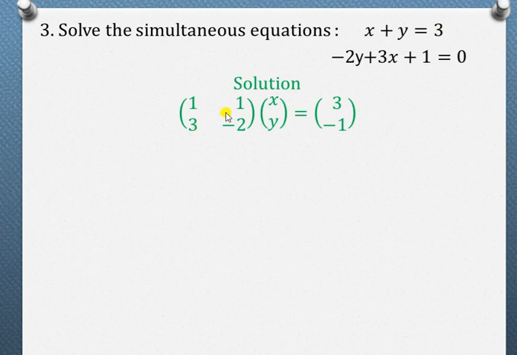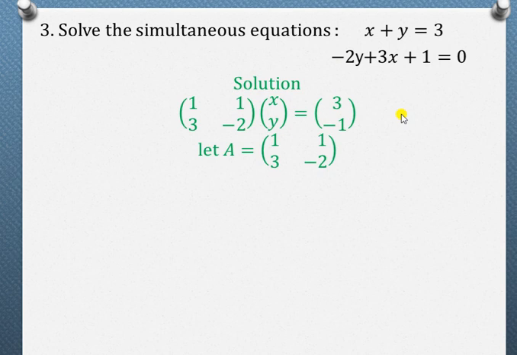So we have 1, 3, 1, negative 2. 1 is the coefficient of x in the first equation. The 3 is the coefficient of x in the second equation. 1 is the coefficient of y in the first equation. And negative 2 is the coefficient of y from the second equation. And on the right hand side, we have 3, negative 1.